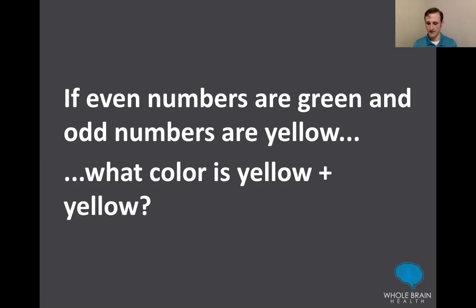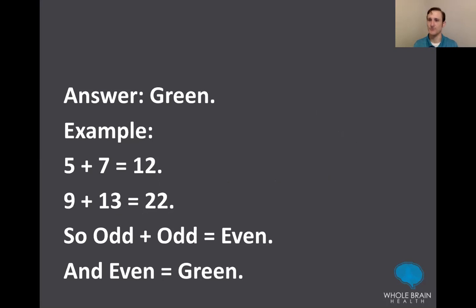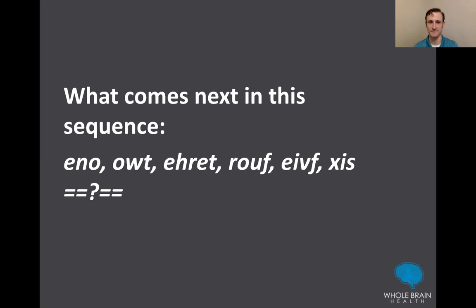Okay, here's our answer. The answer is green. Example: 5 plus 7 equals 12, 9 plus 13 equals 22. Odd plus odd equals even, and even equals green. Here's our next brain teaser. What comes next in this sequence?